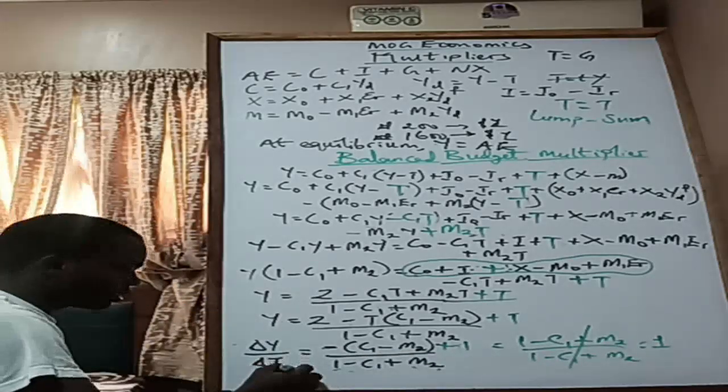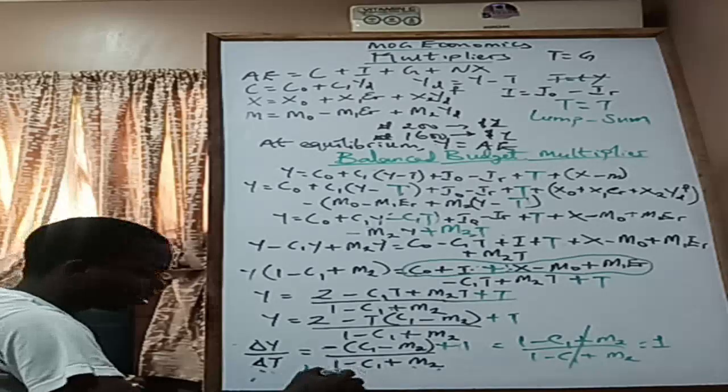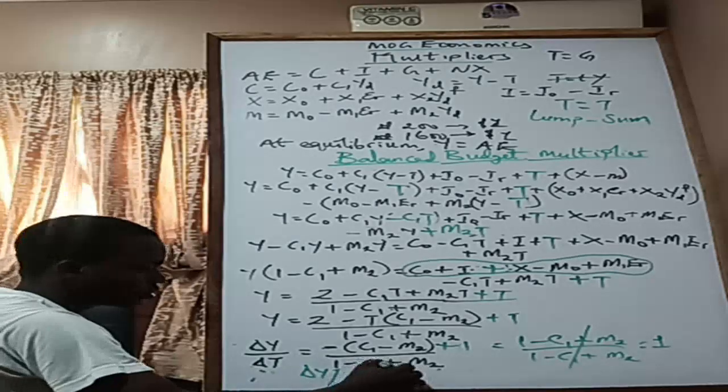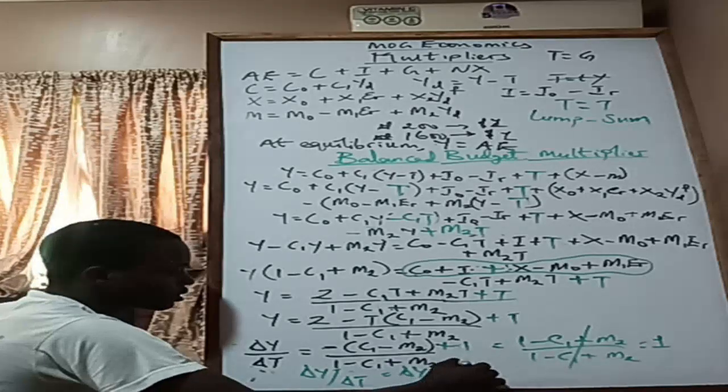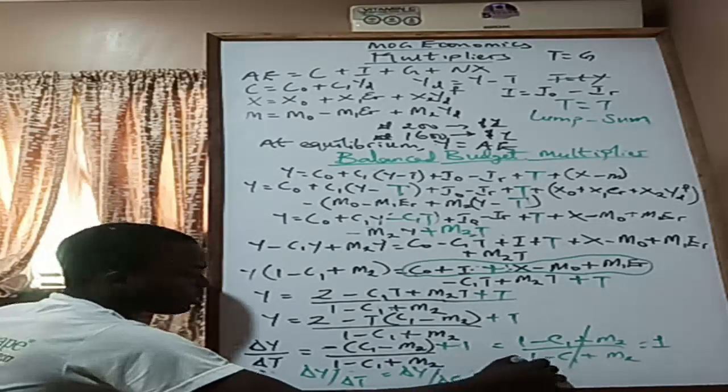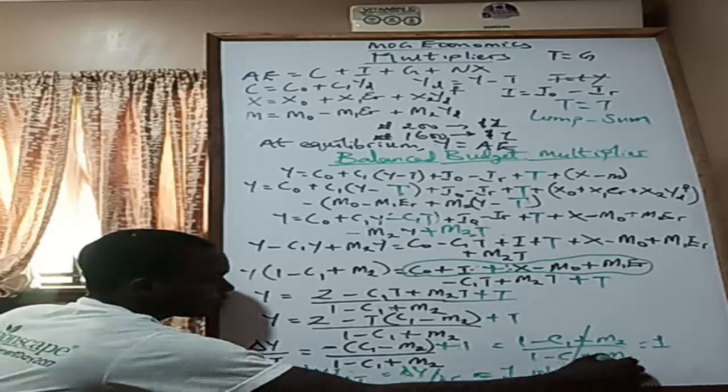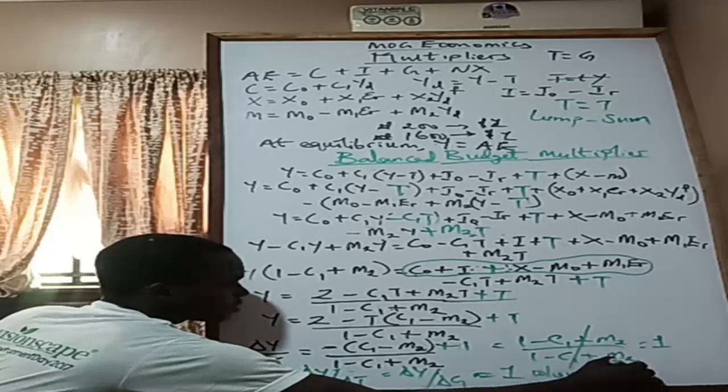So I can just say dY/dT equals dY/dG equals 1 when T equals G. That is when you have a balanced budget.